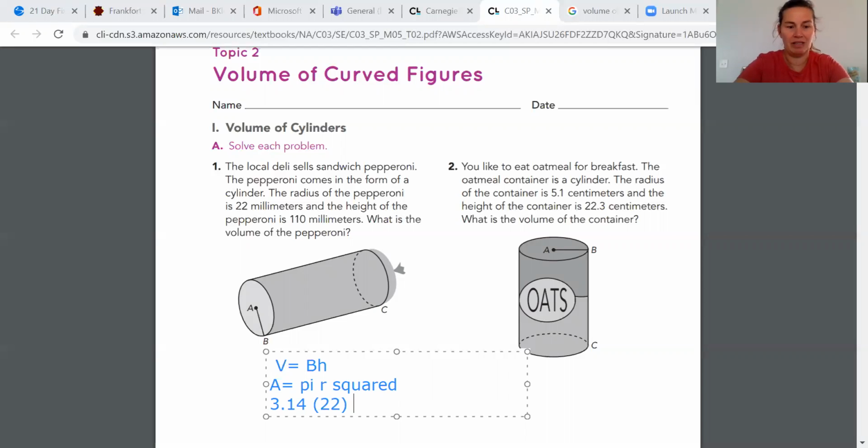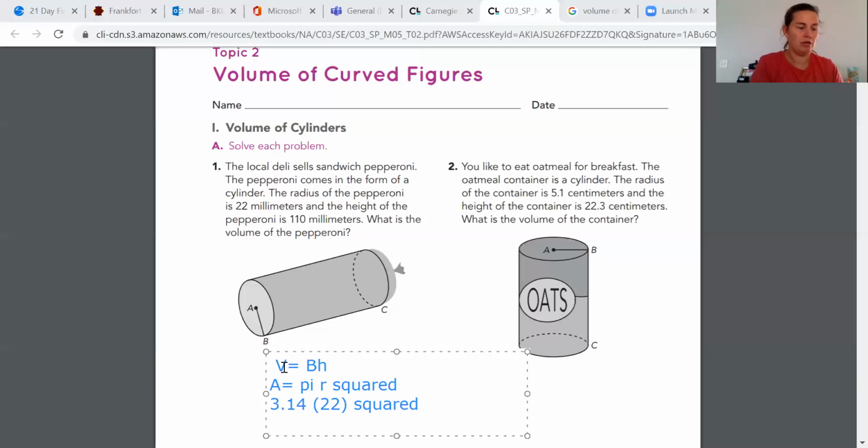I can't get the squared button here, so let's do 22 squared, and then times 3.14. We get that the base then is 1,519.76. Well, that is just the base.